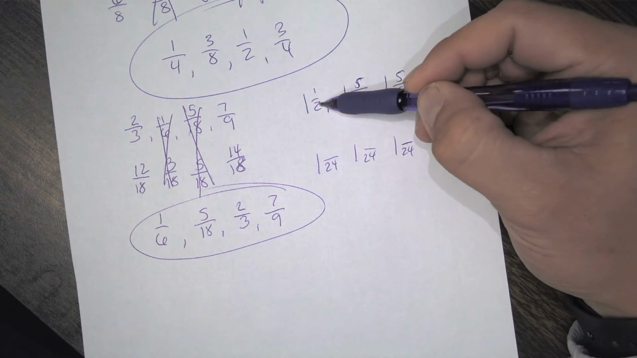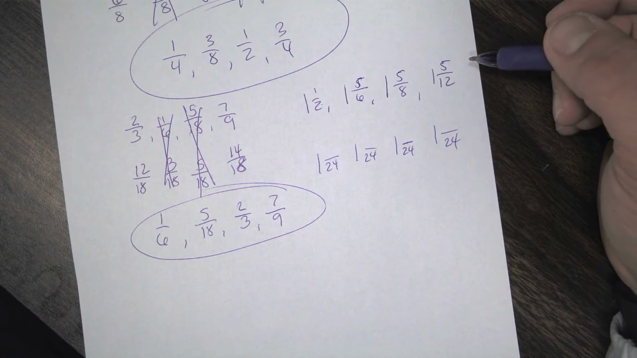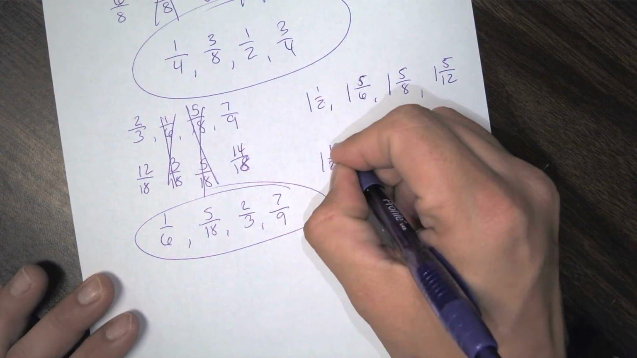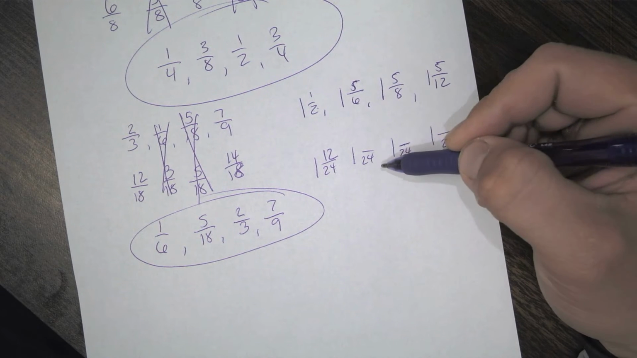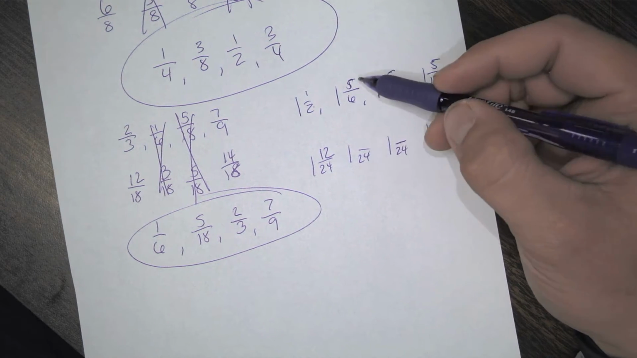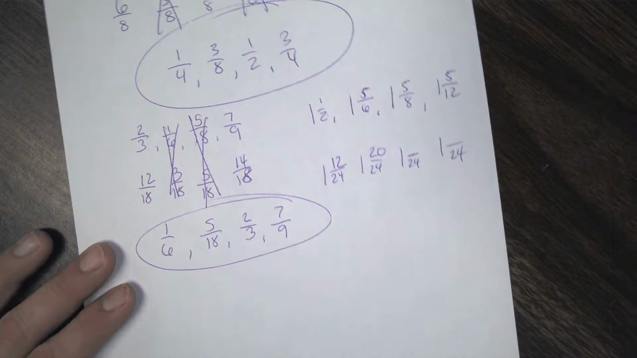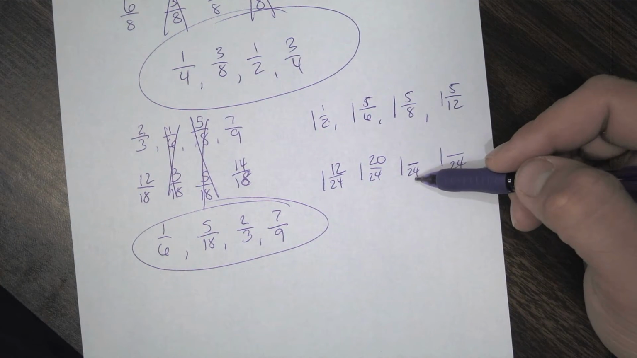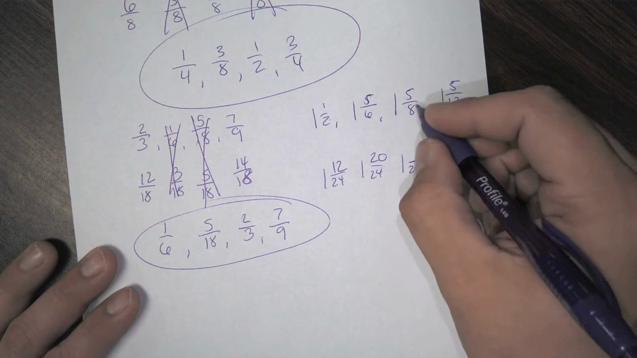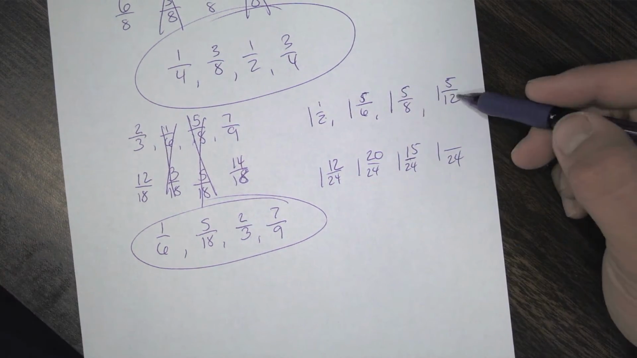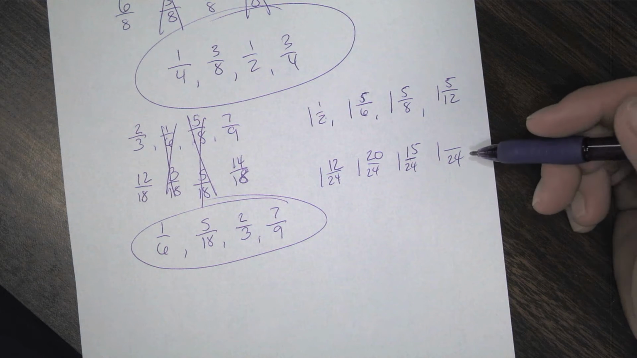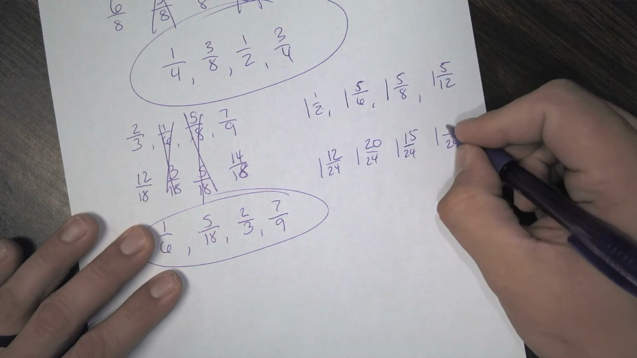So how do we get from 2 to 24? What do we got to multiply by? Multiply by 12. So 1 times 12 would be 12. Okay, 6 to 24. Times 4. So 5 times 4 would be 20. And then 8 to 24. How do we get from 8 to 24? Well, we got to multiply by, Keenan? 3. So that would be 15 up top. And then 12 to 24. What do we got to multiply by here? 2. So 5 times 2 would be 10.